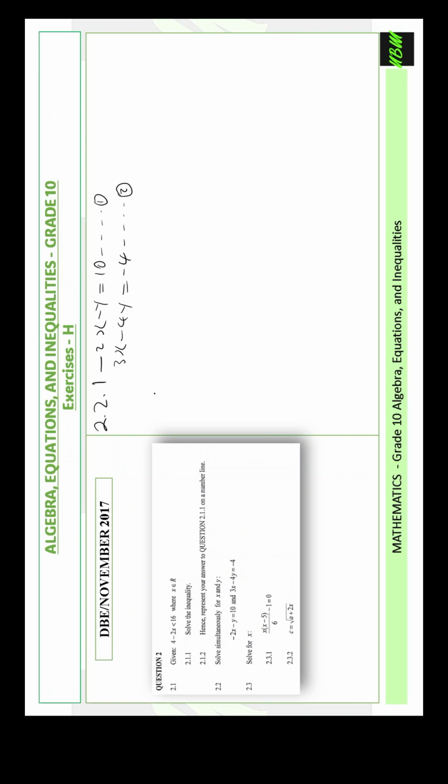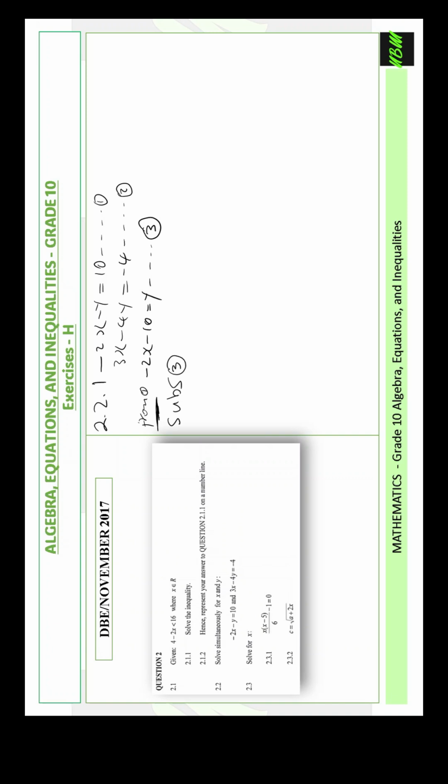So let us now take which equation? Equation 1. So we are saying from equation 1, let us make y the subject of the formula. We say minus 2x minus 10 is equals to y. We now label this our equation 3. But it's very important to remember that this equation 3 is coming from equation 1.